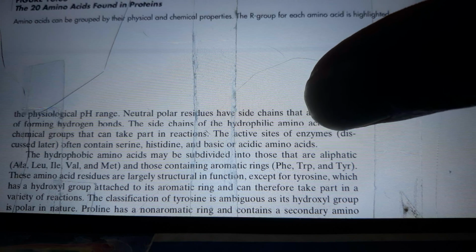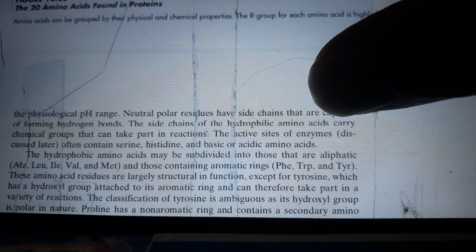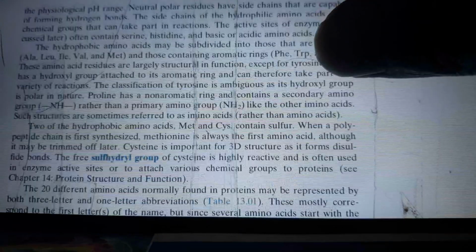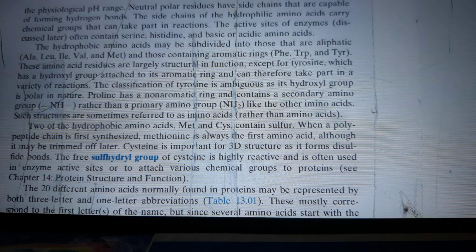20 amino acids found in proteins. Amino acids can be grouped by their physical and chemical properties. The R group for each amino acid is highlighted. Okay, going ahead with the subject matter proper. The neutral polar residues have side chains that are capable of forming hydrogen bonds. The side chains of the hydrophilic amino acids carry chemical groups that can take part in reactions. The active sites of enzymes, discussed later, often contain serine, histidine, and basic or acidic amino acids.